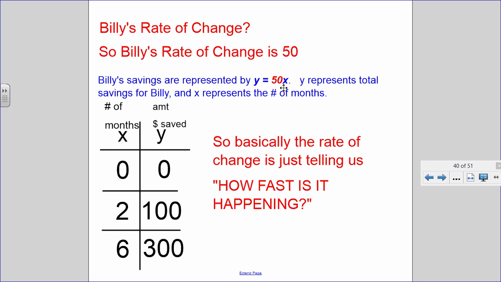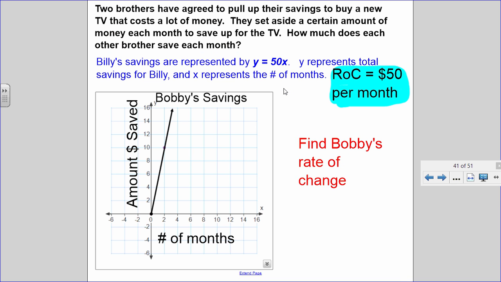After 2 months, he saved $100. After 3 months, he saved $150. And it just keeps going up by $50 each month. That's what the rate of change is telling us. And the original question was, how much does each brother, wow, I see another typo in there too. How much does each brother save each month? So this brother is saving $50 per month because that's his rate of change.